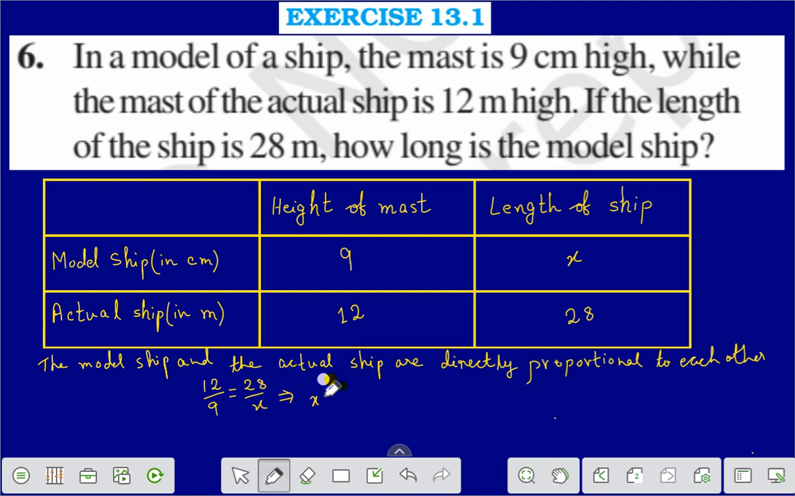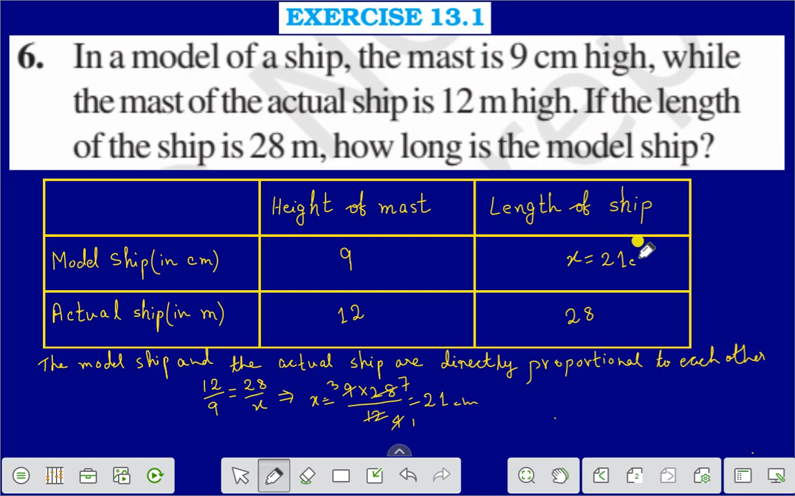We'll find the value of x as x is equal to 9 into 28 divided by 12. 3 4s are 12, 3 3s are 9, and 4 7s are 28, so 3 7s are 21. 21, that is in centimeter. Therefore the value of x is equal to 21 centimeter.